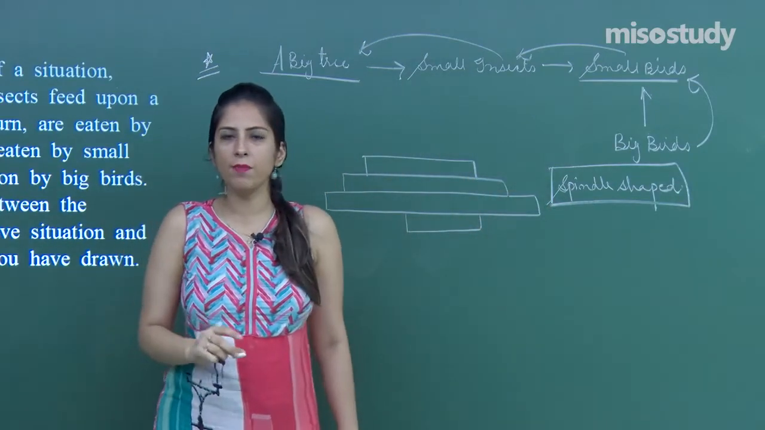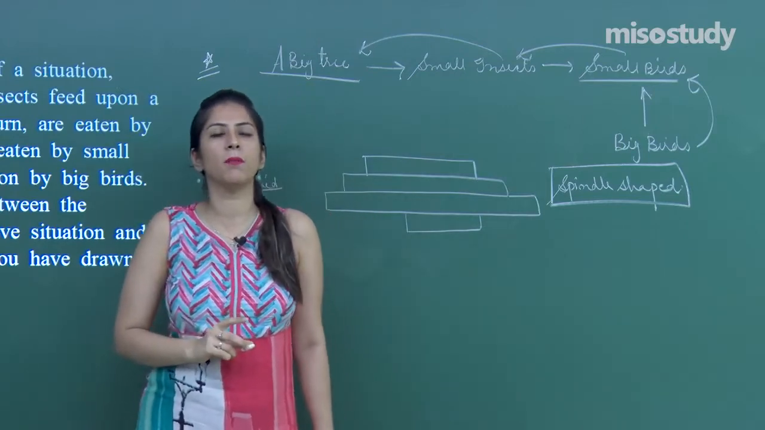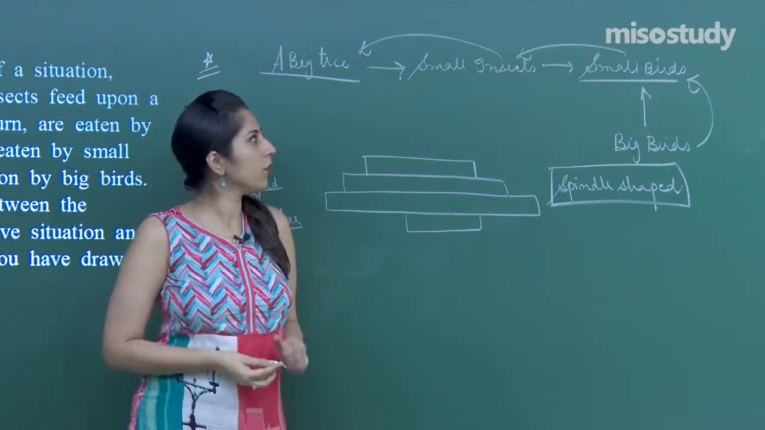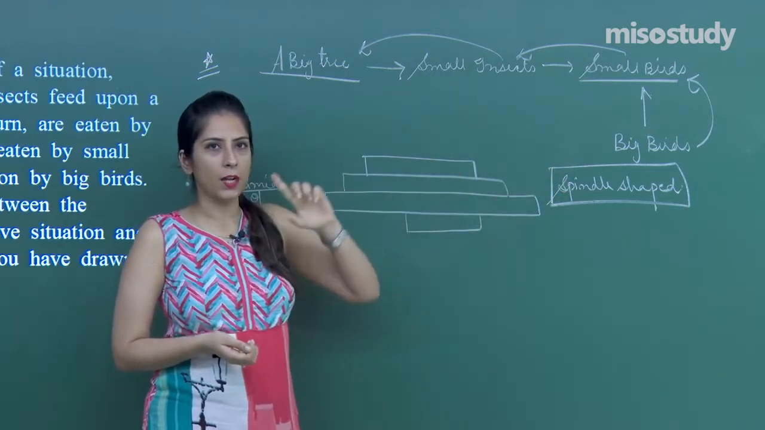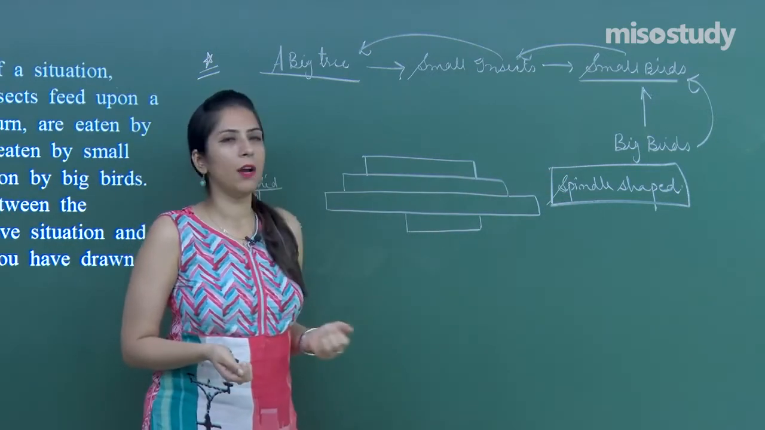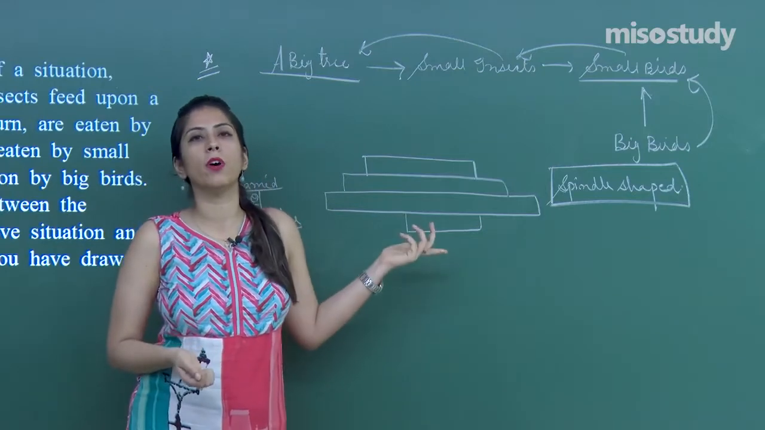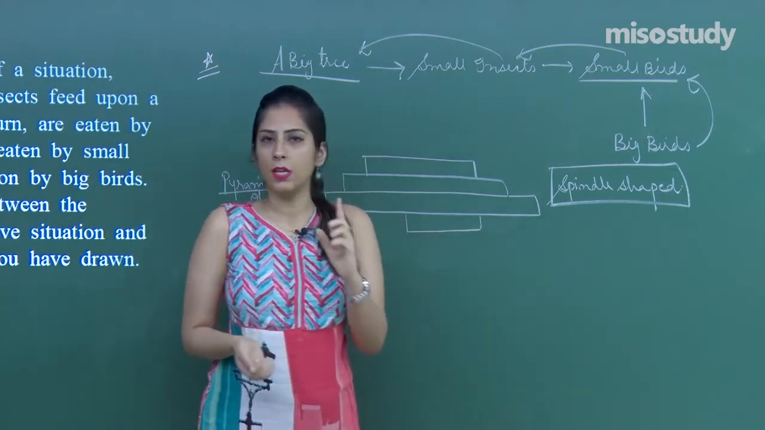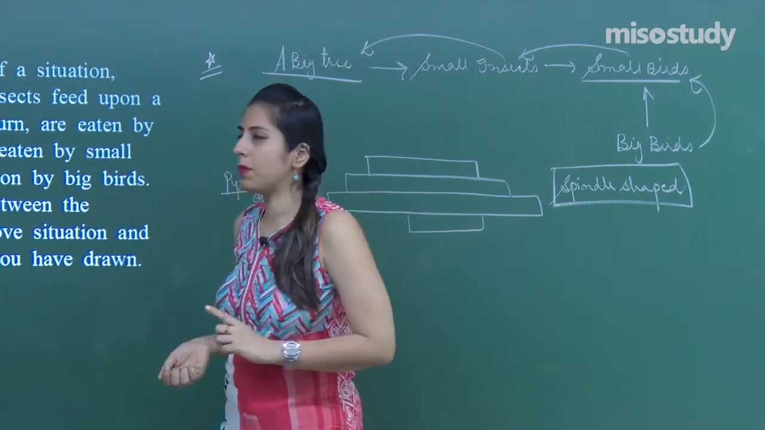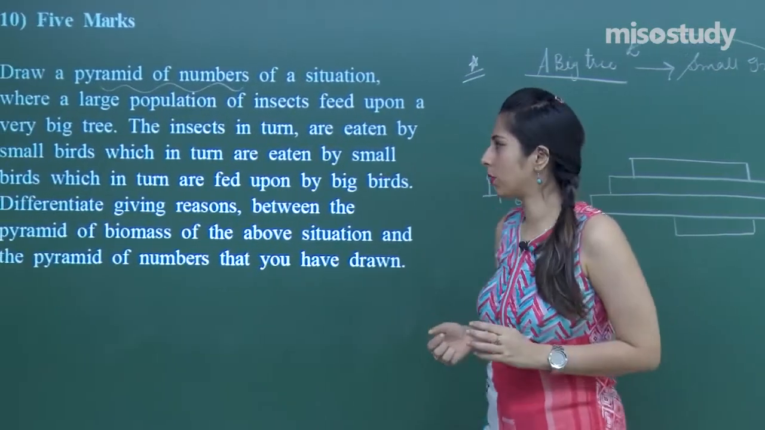So as it is a 5-mark question, first of all you have to explain about the pyramid of number. Then you have to explain how there is a difference in the number. After that you have to draw a pyramid of number for this example. And what is the shape? That is spindle shaped, right? So be careful while attempting, as it is a long answer type question.